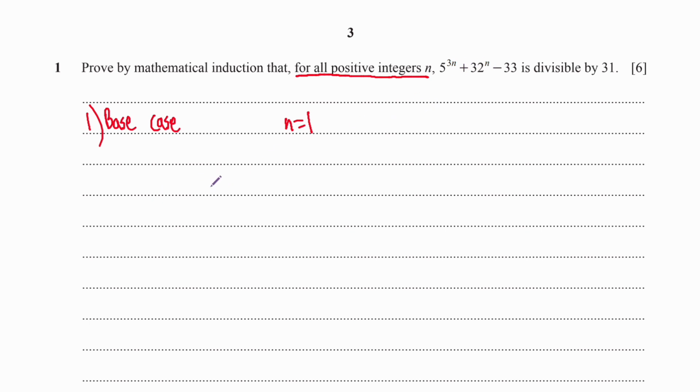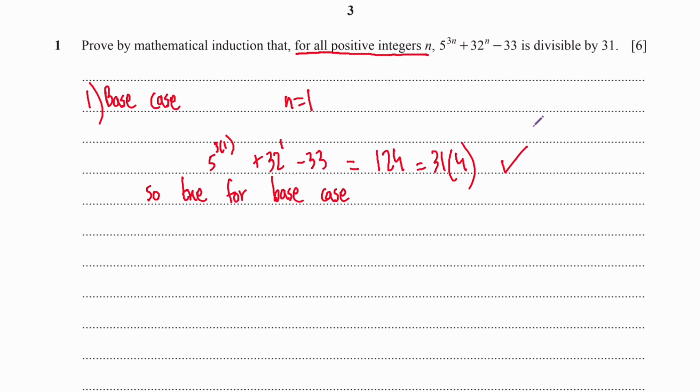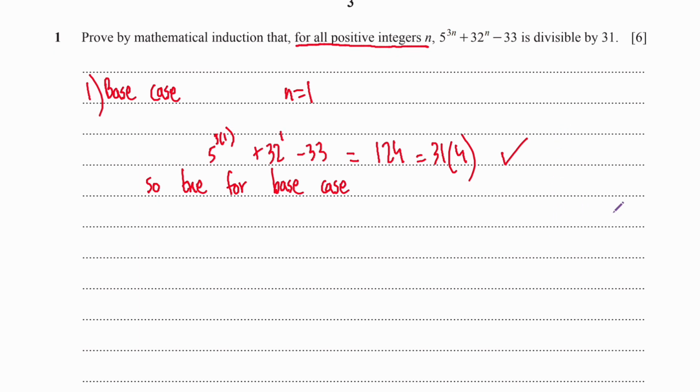So when n is equal to 1, we have 5 to the power 3 times 1 plus 32 to the power 1 minus 33, which is equal to 125 plus 32 minus 33, which is equal to 124. And this is actually equal to 31 times 4, right? 124 is 31 times 4, so true for the base case. Okay, so we're showing that it's true for the very first step in the ladder. So if it's a ladder, we're showing, okay, we can get on top of the ladder now.